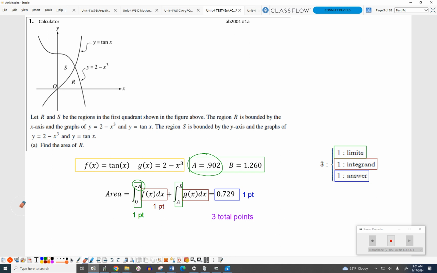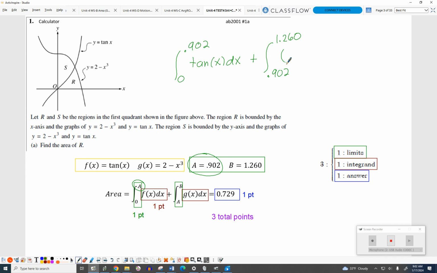Like in the integral, instead of writing f of x dx, you write just the actual equation for that. Yeah, so if you write this, kind of combining what Kenshin said, if you go 0 to 0.902, and then you say tangent of x, 3 points for Luke, dx, plus integral from 0.902 to 1.260, parenthesis, everybody look up.